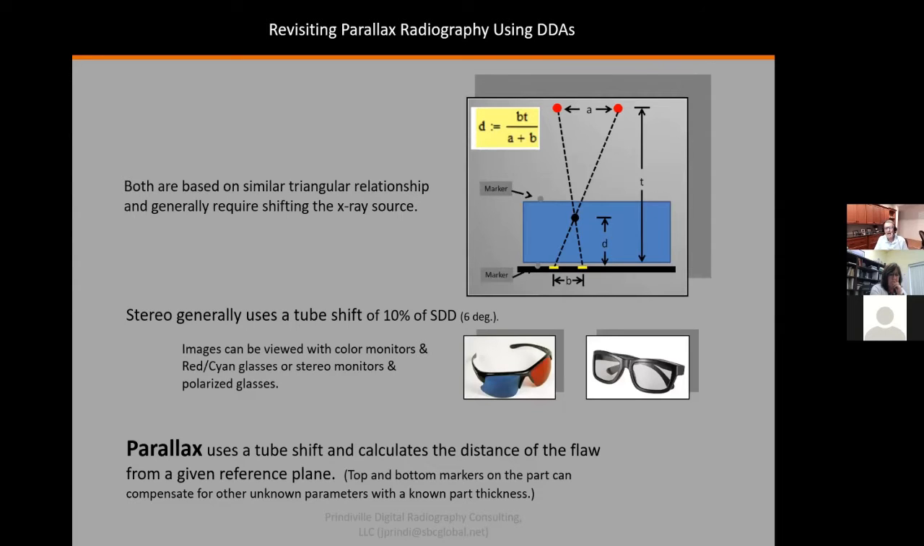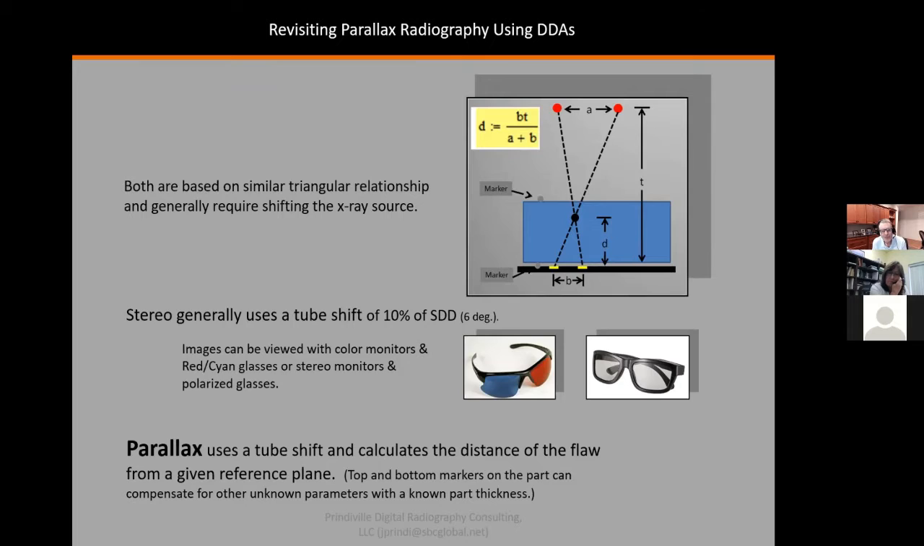So here we have a little schematic that shows the X-ray source as a red dot on top. We have the film on the bottom, and it's based on similar triangles. The triangle from the source to the indication is a similar triangle to the one from the indication to the detector. Traditionally, film has moved the source and has sometimes used a double exposure on the film. Now, stereo does a similar thing, but obviously, if it was film, you'd be using 2 sheets of film and have some sort of a stereo double viewer for the film.